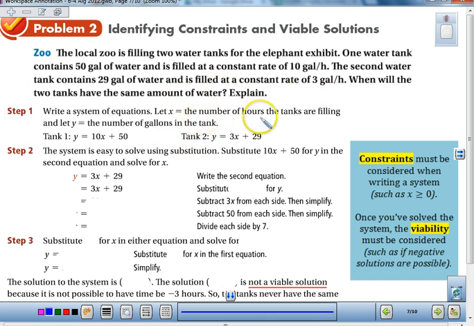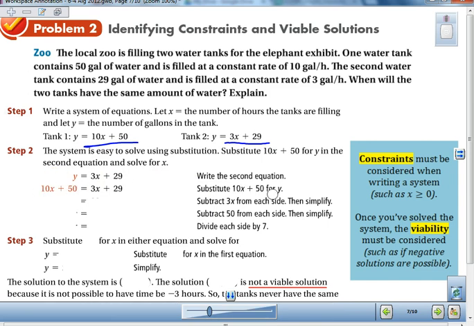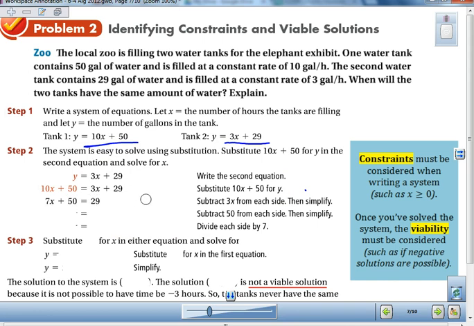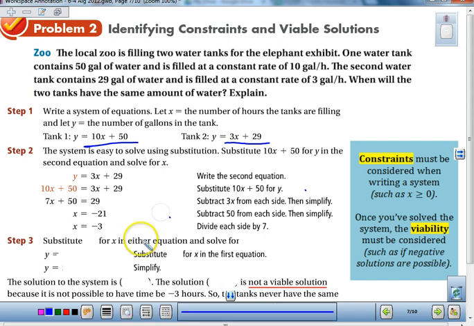We're going to let x be the number of hours it takes to fill the tank and y is the number of gallons. So our two equations: y equals 10x, 10 gallons per hour, plus the initial 50. The second one, 3 gallons per hour, plus the initial 29. Again, since y's are equal, we want to set them equal to each other. Now we go through solving this just like we do our other systems, subtracting our x's, getting them on one side, solving for x, and it says x is negative 3. And I want you to think about that.